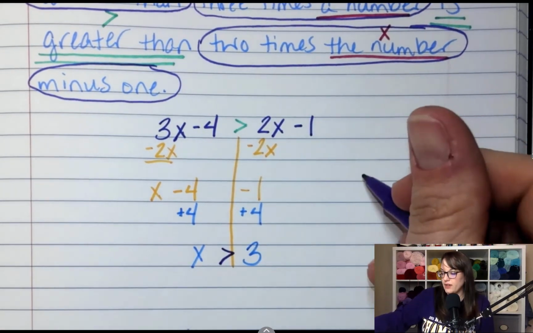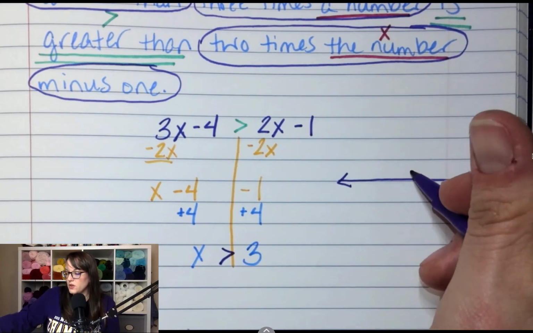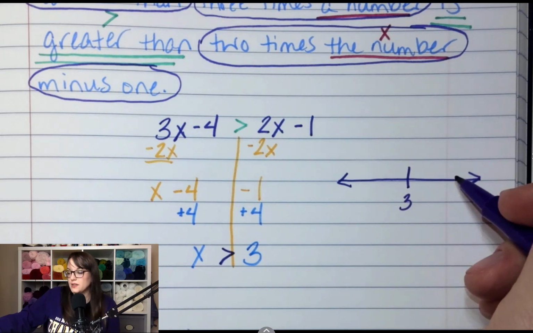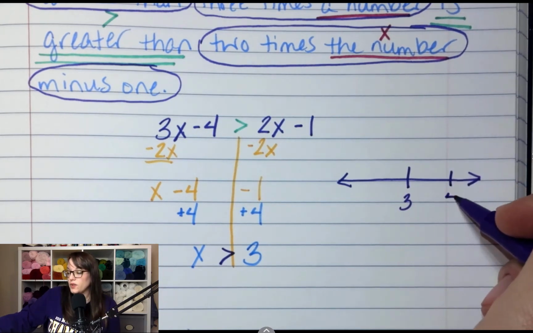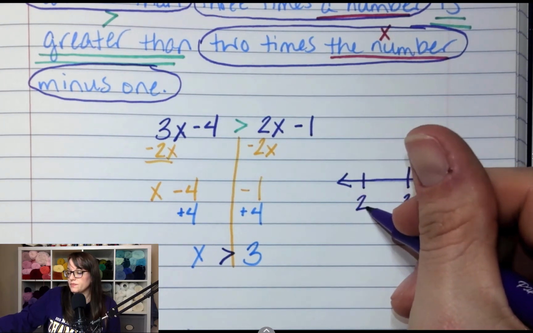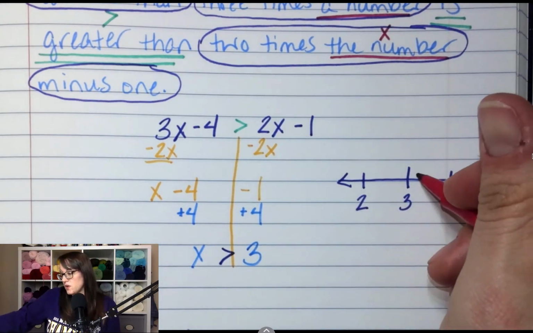Now I need to graph it. So the middle number is going to be 3. What's 1 more than 3? 4, and 1 less than 3? 2. Is this open or closed circle? Open circle. So open on 3.